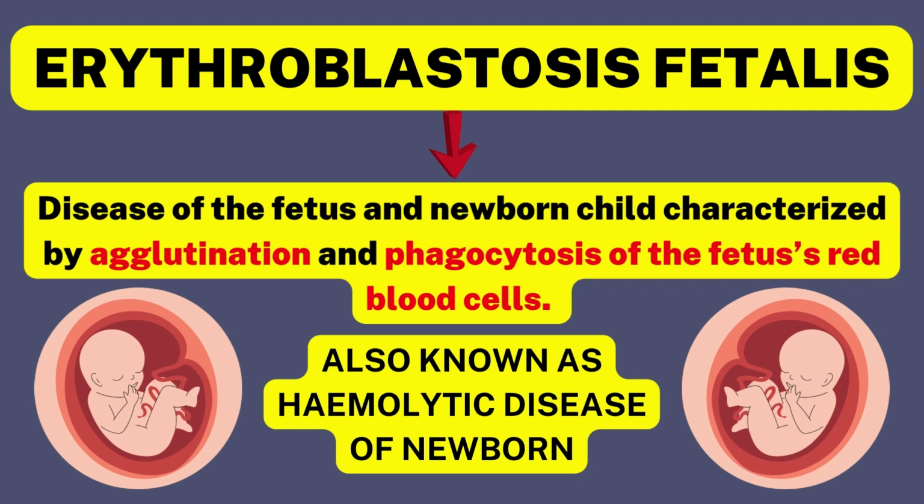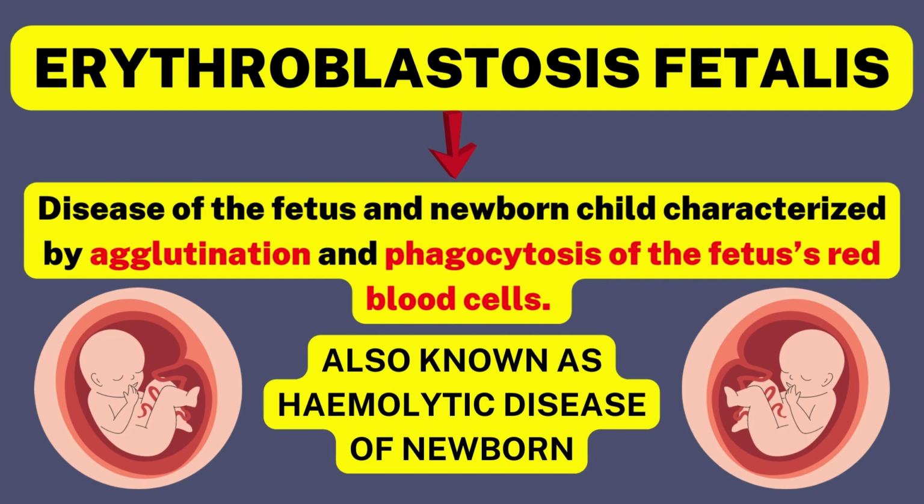Hello, today we are going to discuss erythroblastosis fetalis, which is also known as haemolytic disease of the newborn. Before we go through the topic, there are terms that you must understand in order to progress further. The terms are agglutination, agglutinins, antigen, rhesus factor and phagocytosis. So, assuming you know these terms, let us study this disease.